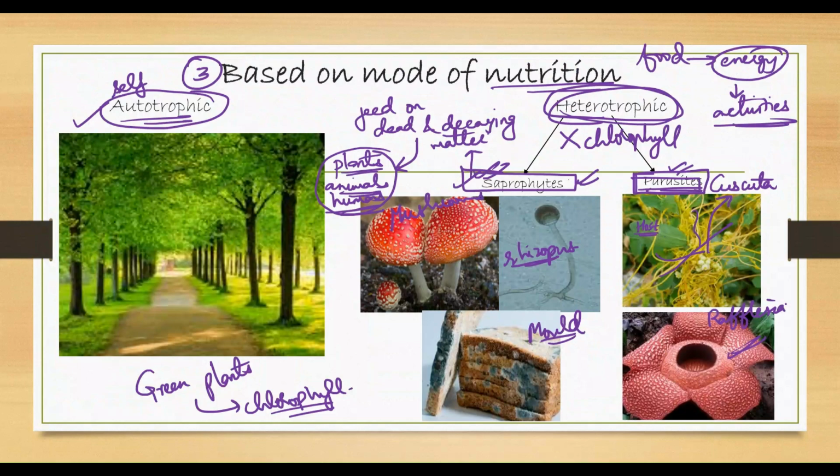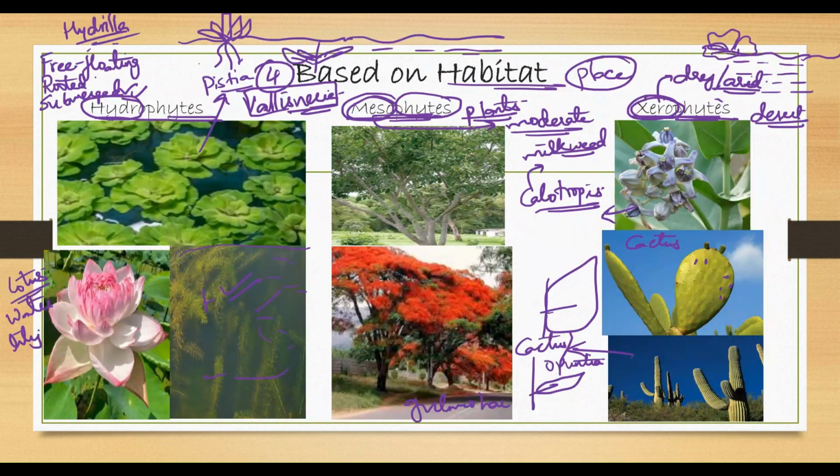Based on mode of nutrition, all green plants are autotrophs, and those plants which cannot prepare their own food are heterotrophs. Heterotrophs also can be classified into two subheadings, that is, saprophytes and parasites. Parasites depend on other plants for their food. Saprophytes feed on dead and decaying matter. Based on the habitat, place they live, they are classified into hydrophytes, mesophytes, and xerophytes.